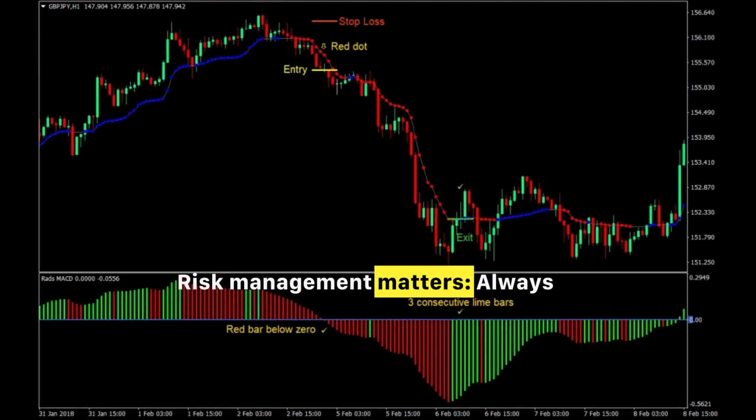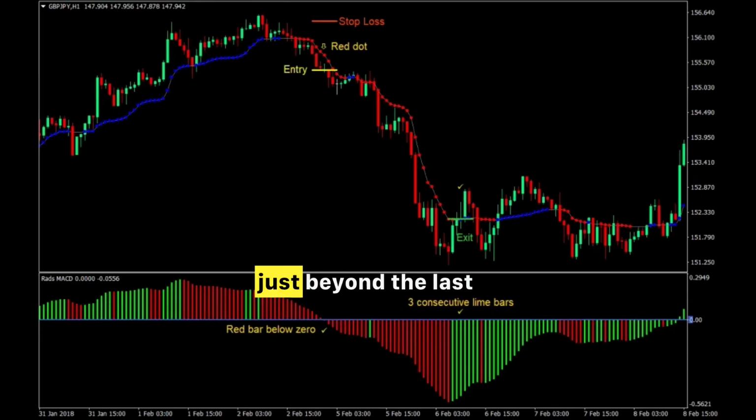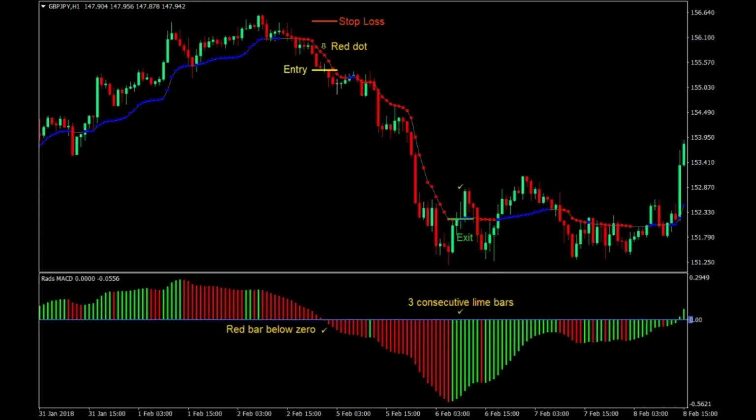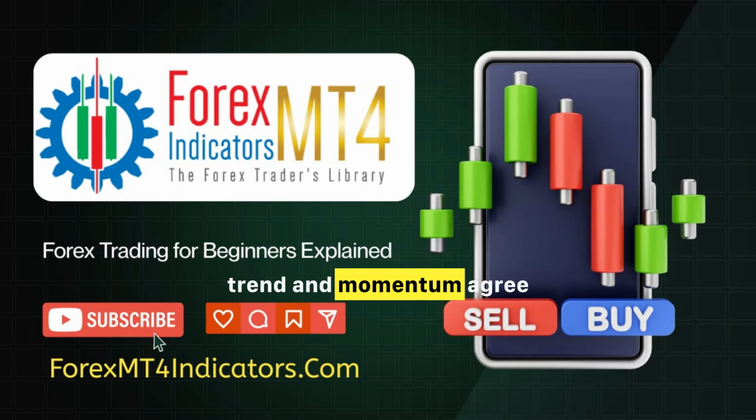Risk management matters. Always set your stop loss just beyond the last swing high or low, and aim for at least a 2:1 reward-to-risk ratio to protect your capital. Trade only when the trend and momentum agree.